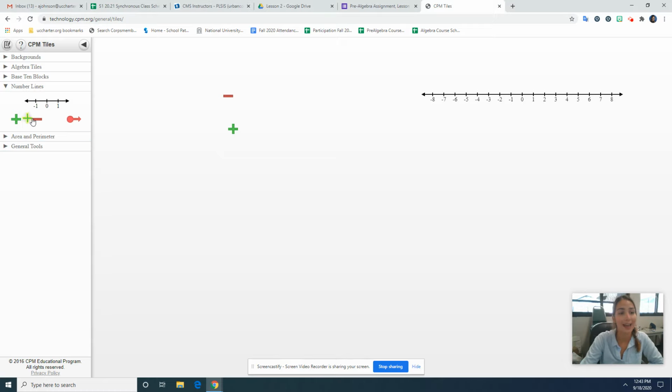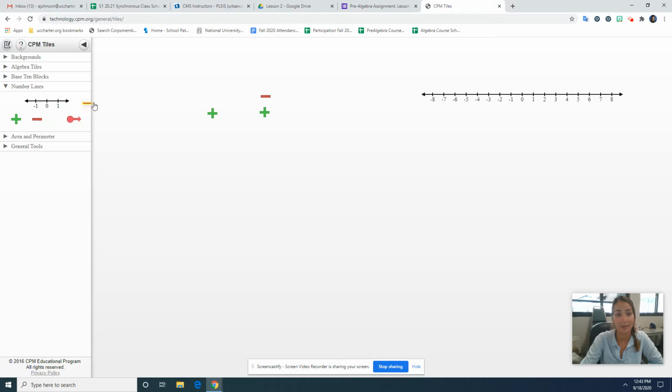So if I add a plus tile, now the value of these tiles is equal to 1 because the plus and the minus cancel each other out and we're left with one positive, one plus.